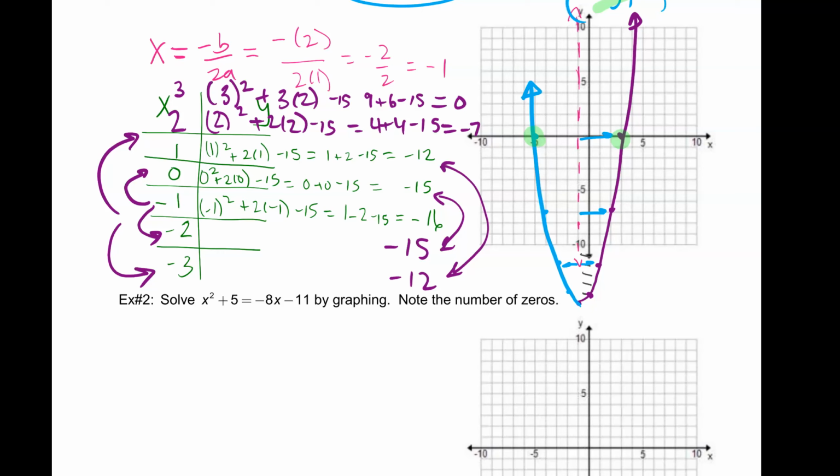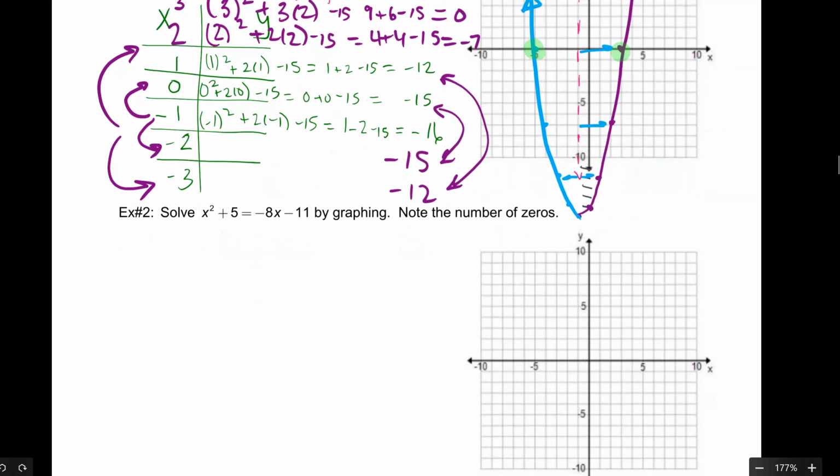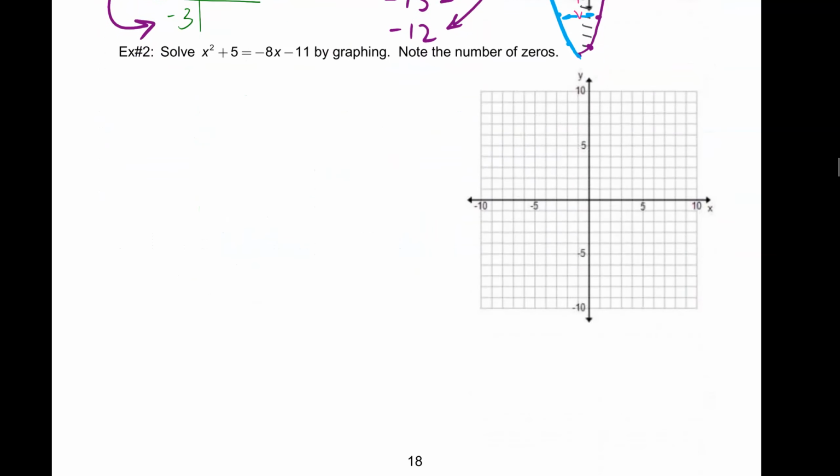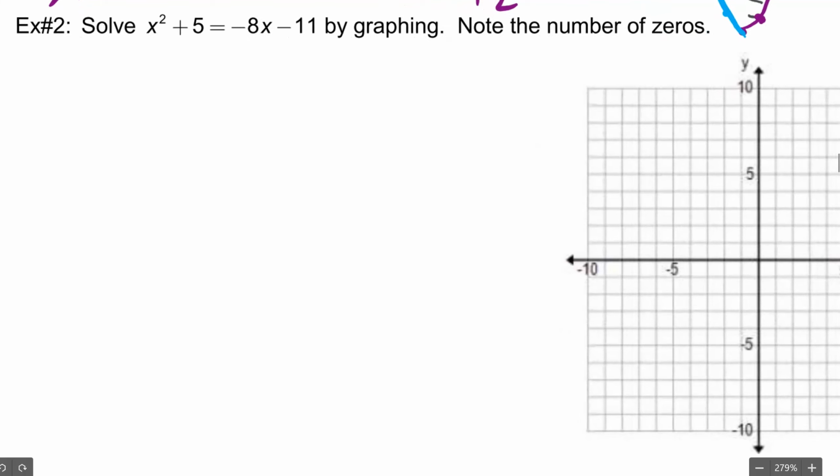So let's go ahead and do example 2. This one's much better. Solve by graphing, note the number of zeros. So first I need it in standard form. So I need to get everything to the left side.